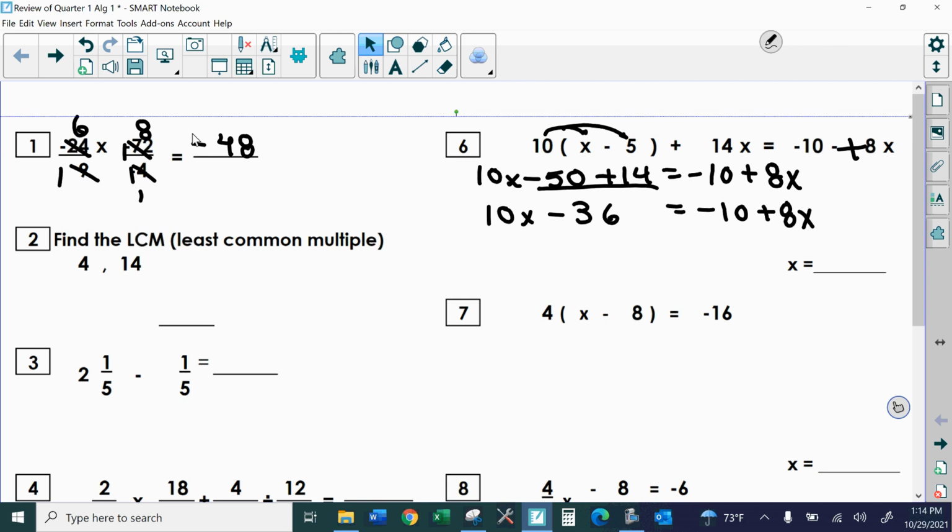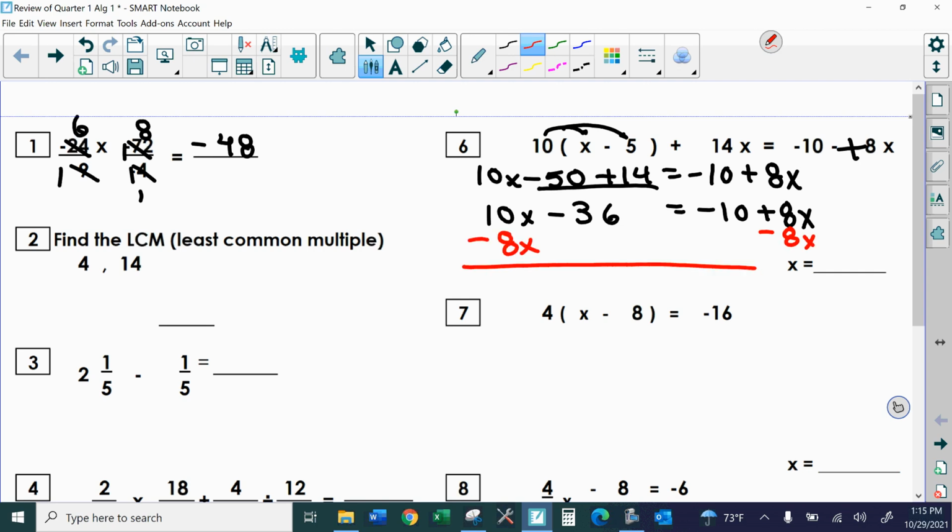My next question I ask myself is, which side should I bring the variables to? I always want the variables to go to the larger side. So 8 is smaller than 10, so therefore I'm going to subtract 8x across. And I get 2x, which means the variable is going to the left side. The constant needs to go to the right side, so I'm adding 36 to both sides to move the constant across. Remember, whenever we move a term across the equal sign, I must do the opposite operation.